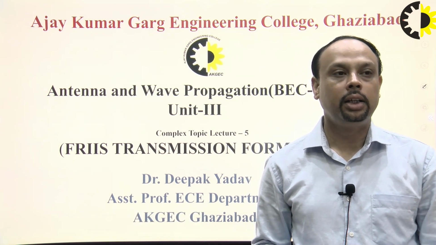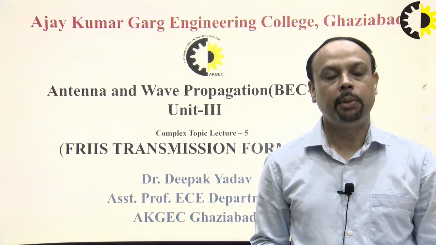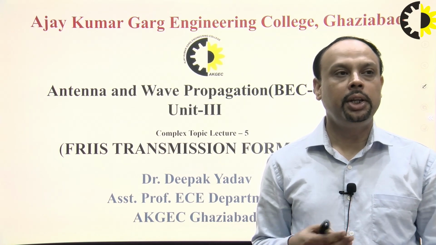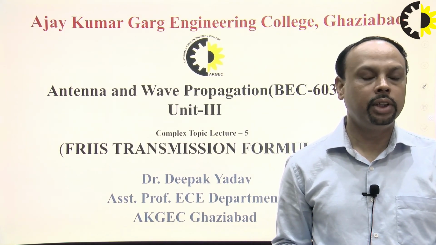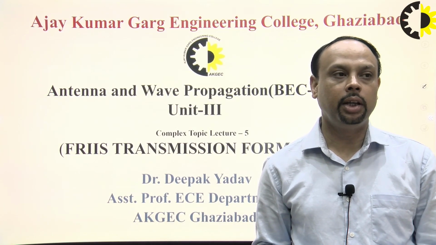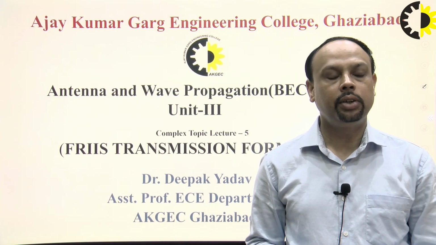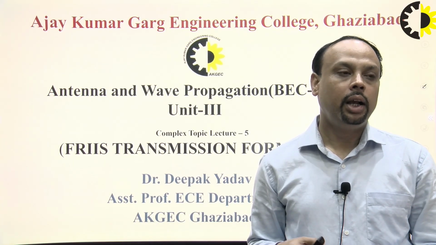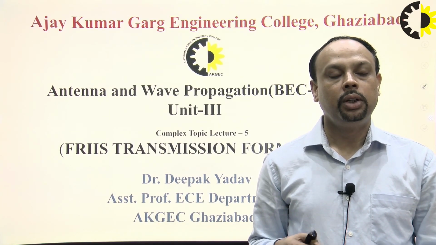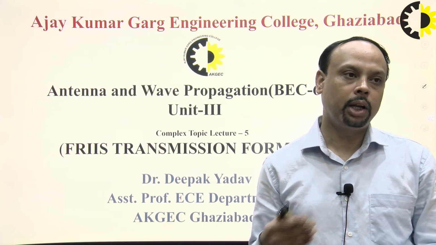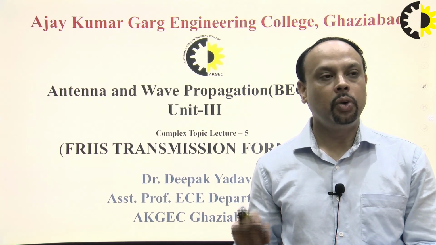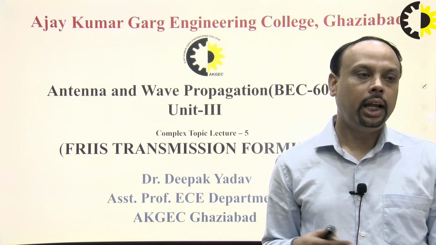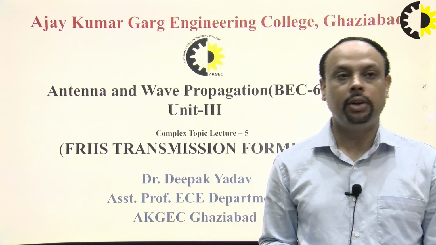This is one of the complex topics of the antenna and wave propagation course that is taught in the EC third year. As we already discussed many things related to antenna and wave propagation in our previous lectures, this is one of the important formulas which provides the information of how much power is required at the transmitter side to make a proper communication. That is, how much power is required to be received at the receiver side, generally represented by PR, and the relation between PR and the transmitted power.